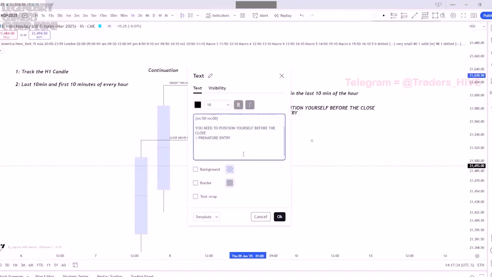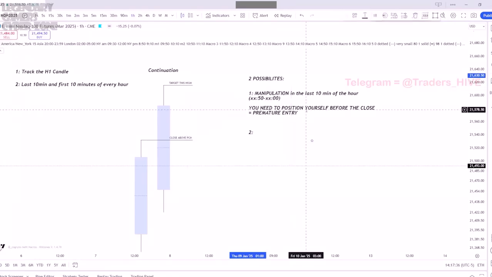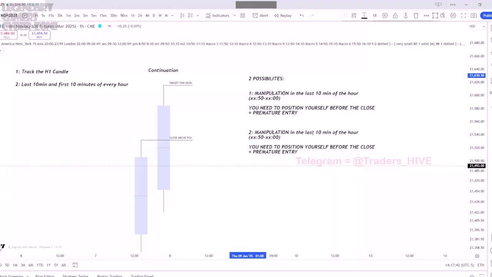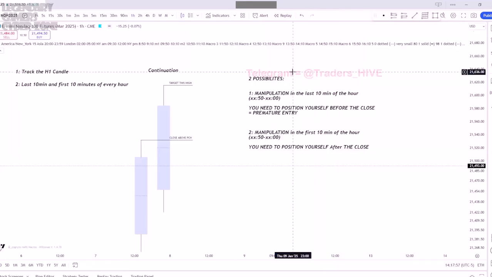And the second one is manipulation in the first 10 of the hour. So you position yourself after the close. Okay. Is that clear or no?